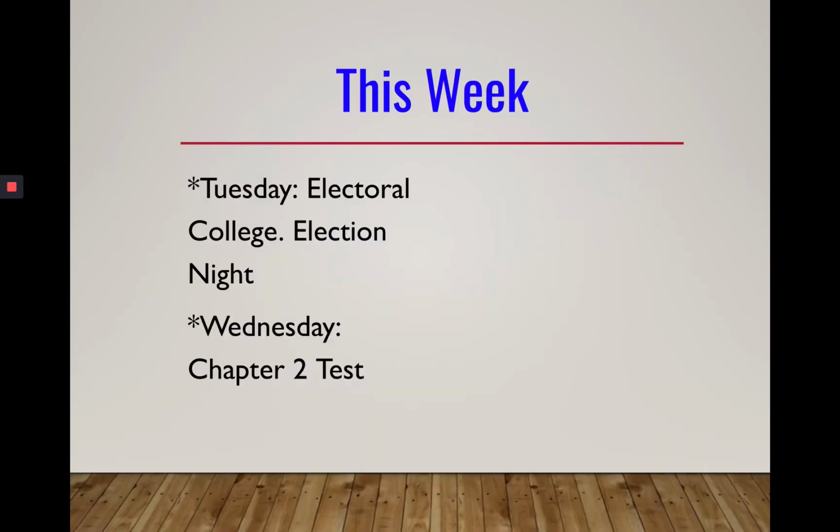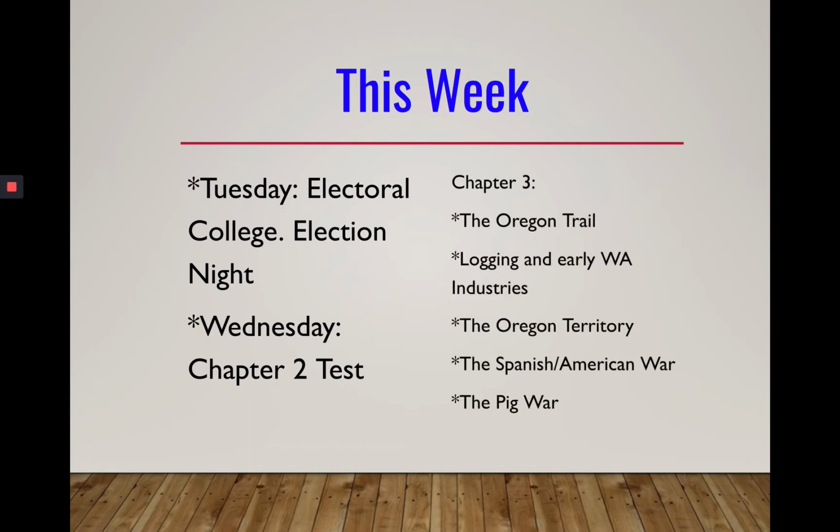Before we do that, I want to quickly go over what's going on this week. Today's a lesson on the Electoral College and election night. Tomorrow you will have a test. It's the Chapter 2 test. At the meet today, we'll briefly review for the test. Then we start Chapter 3 on Thursday and Friday. Just to preview a little bit, topics you'll be doing will be the Oregon Trail. That includes logging and early Washington industries, the Oregon Territory, the Spanish-American War, and the Pig War. So that's what's coming up for the week.